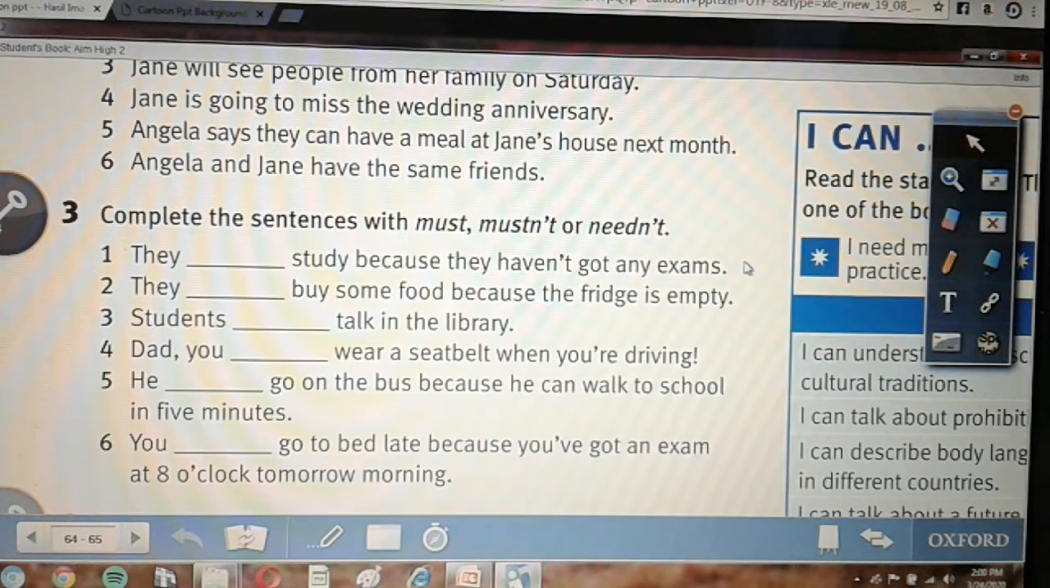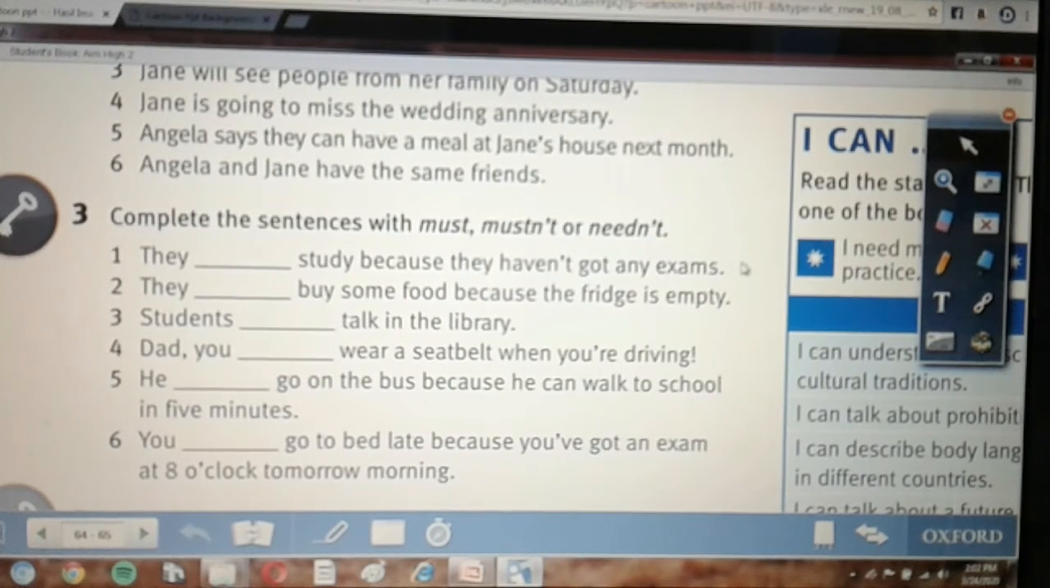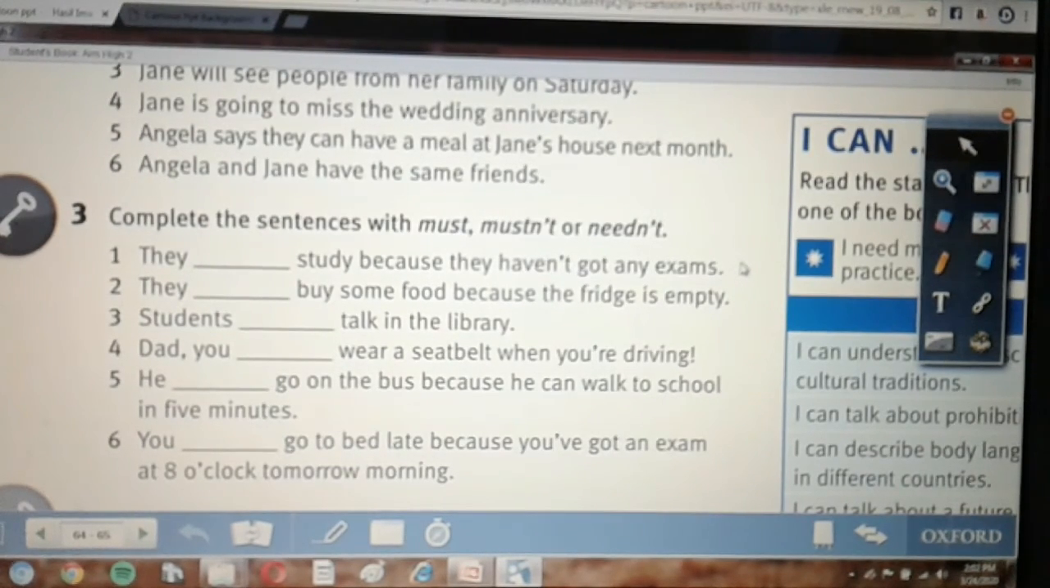For example, like number 1. They blank study because they haven't got any exams. If you yourself haven't got any exams, you must study, you mustn't study, or you needn't study. Which one is the answer? The answer is needn't. So, they needn't study because they haven't got any exams. But if they have got exams, they must study.